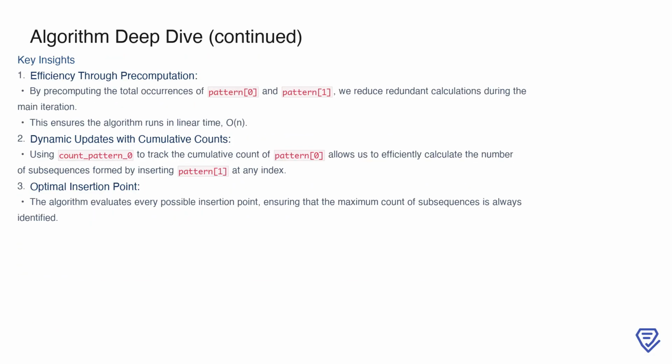A few key insights make this algorithm both efficient and effective. First, pre-computing the total occurrences of pattern 0 and pattern 1 allows us to avoid redundant calculations during the main iteration, ensuring that the algorithm runs in linear time. Second, dynamically maintaining the cumulative count of pattern 0 as we iterate through text enables us to efficiently calculate the number of new subsequences formed by inserting pattern 1 at any index. Finally, by evaluating every possible insertion point, the algorithm guarantees that we identify the optimal position for maximizing the count of subsequences. These strategies work together to ensure both the correctness and efficiency of the solution.